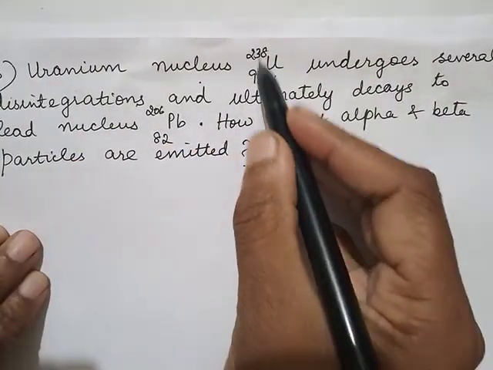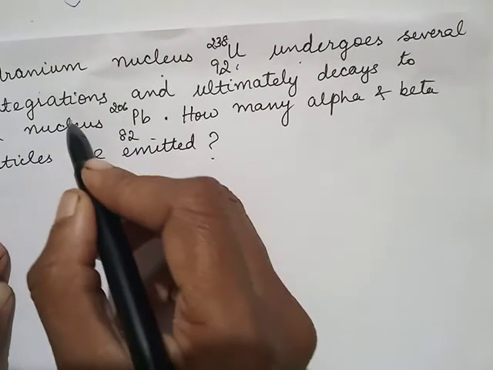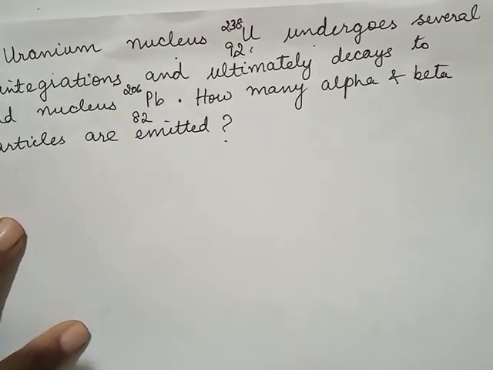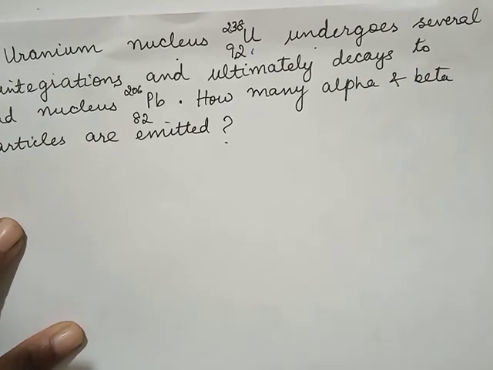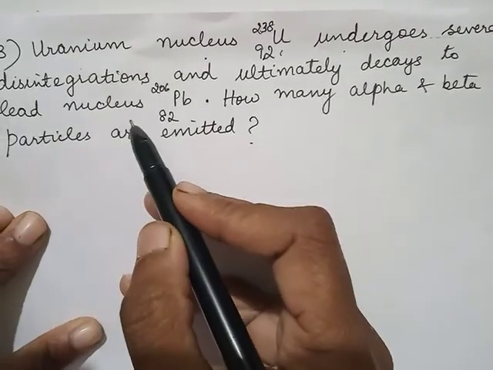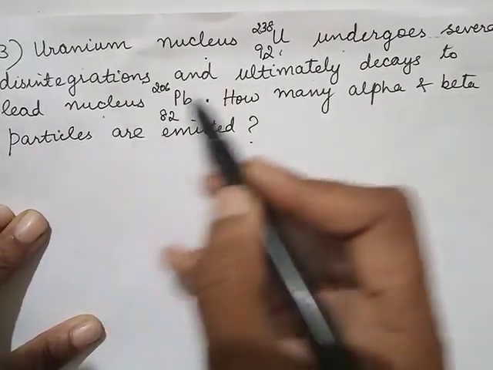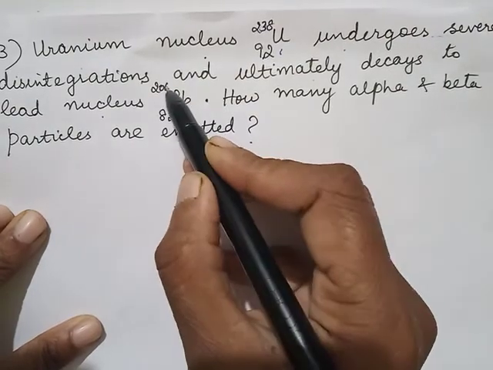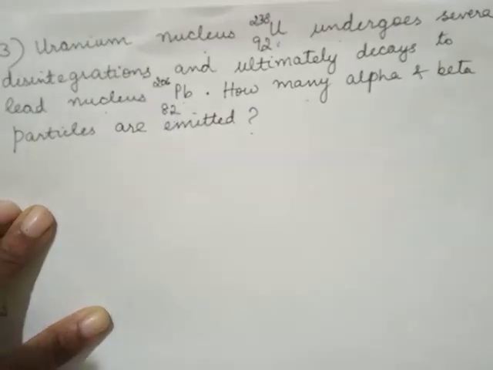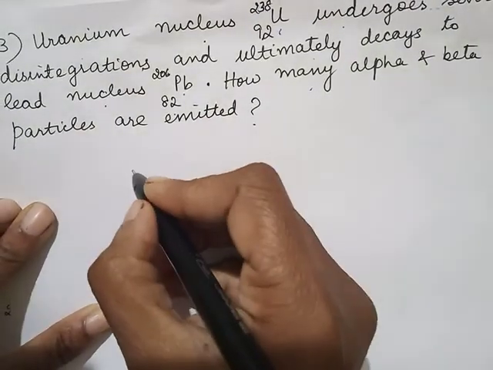Uranium nucleus, uranium-238-92, undergoes several disintegrations. You don't know whether 1 alpha, 2 beta, 2 alpha, 1 beta, alpha, beta, then alpha. We don't know. It is just undergoing several disintegrations. Only that much is given. And ultimately decays to lead nucleus, Pb-206-82. How many alpha and beta particles are emitted?